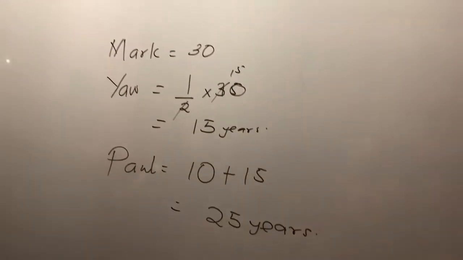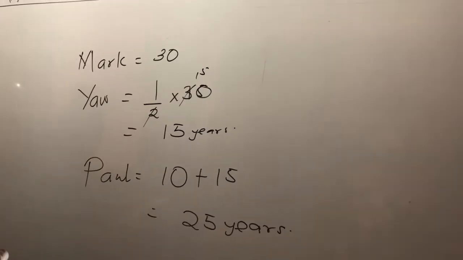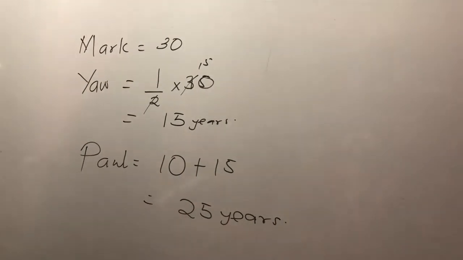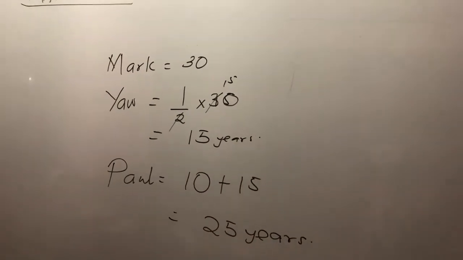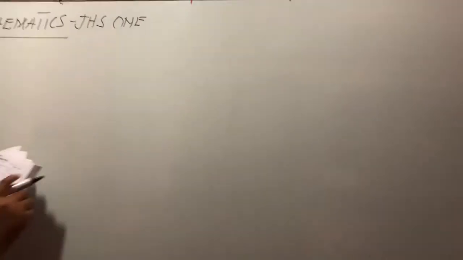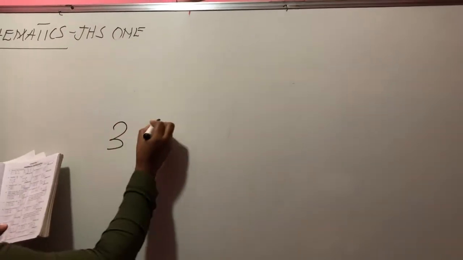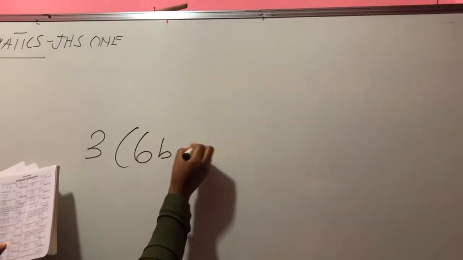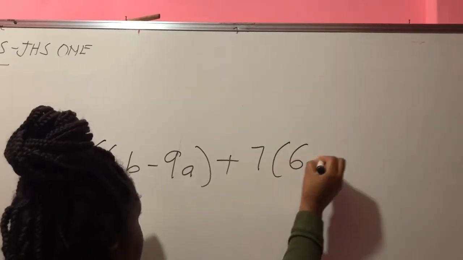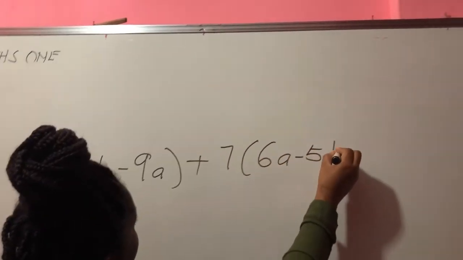It is very easy. Which one should I pick again? Okay, let me pick question 5. So question 5 is, we are supposed to simplify. So we have 3(6b minus 9a) plus 7(6a minus 5b).